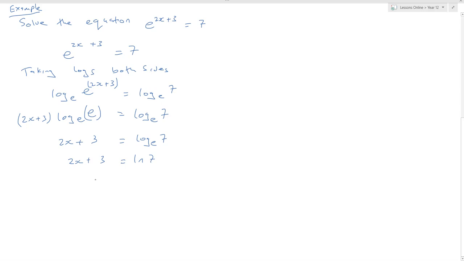And solve for x: 2x is equal to ln 7 minus 3, and x is going to be equal to half of ln 7 minus 3.